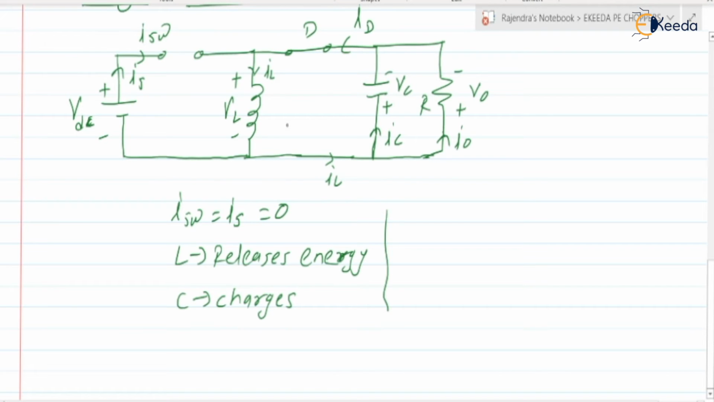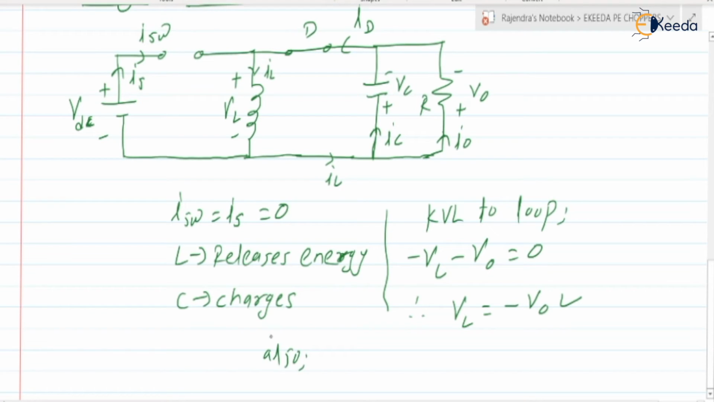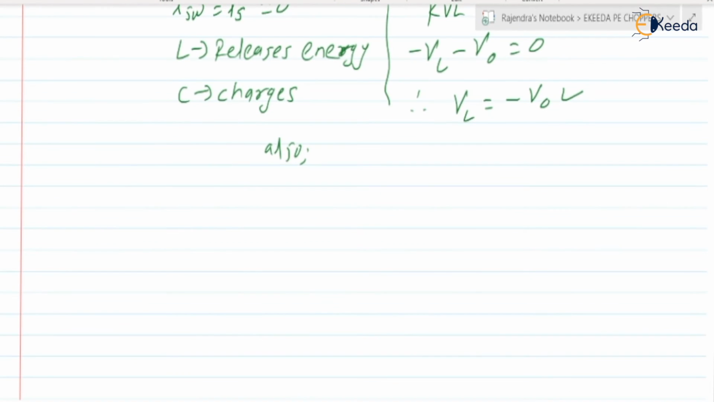Now if we apply KVL to the second loop, let us consider KVL to this loop. It is like minus VL minus V0 is equal to 0, so we can write VL is equal to minus V0, that is the voltage across the inductor. Next, we can write IL is equal to IC plus I0. Therefore we can write IC is equal to IL minus I0.